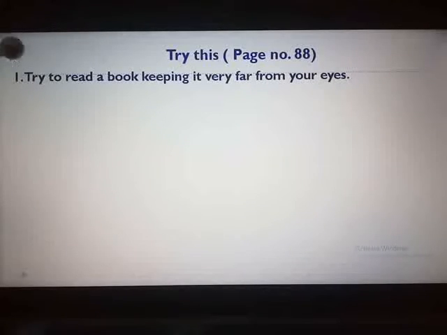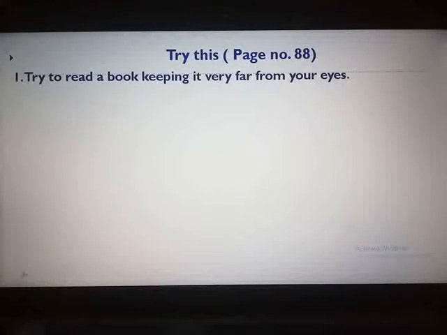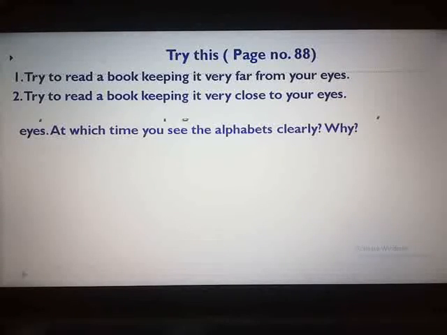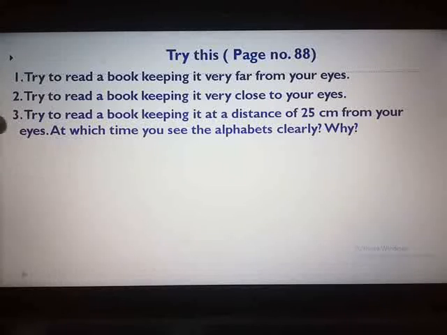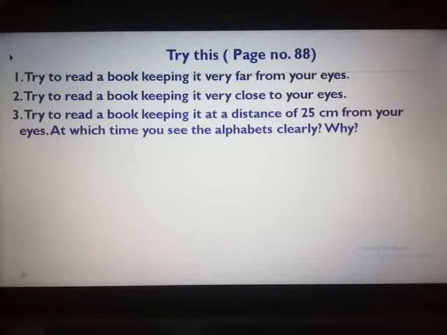The activity says, try to read a book keeping it very far from your eyes. Try to read a book keeping it very close to your eyes. Try to read a book keeping it at a distance of 25 cm from your eyes, at which time you see the alphabets clearly and why. Now you know this is a logical question where you have to use the concept which you have studied in the human eye about the minimum distance of distinct vision.